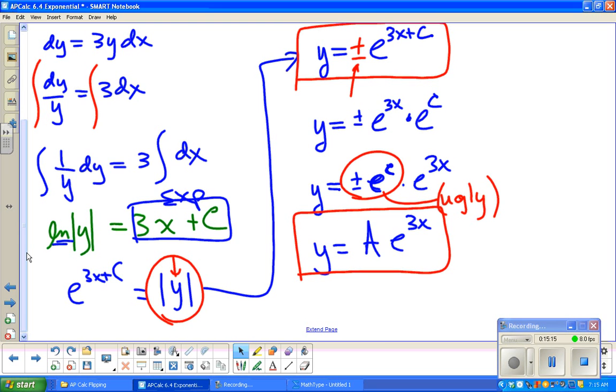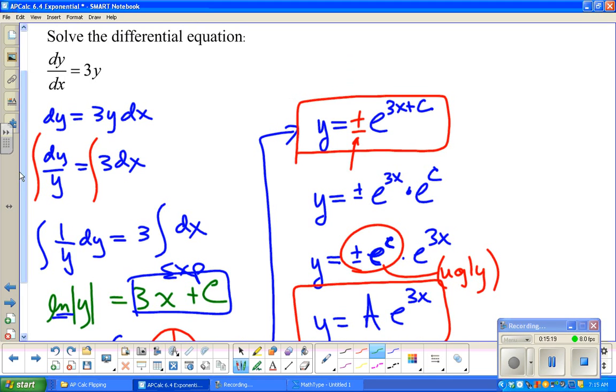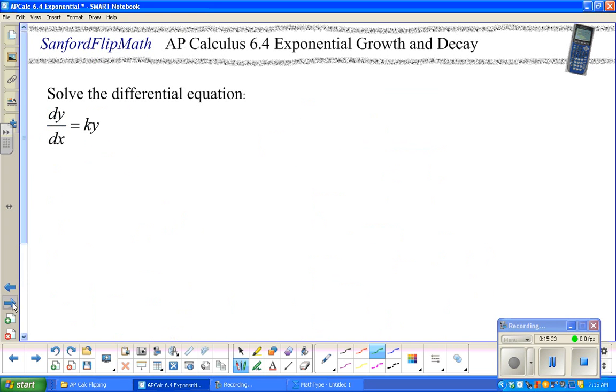Okay. So one of the things I want you to notice here is this started out 3 times y, and notice this is 3 in the exponent. So I want to do one more just like this, and then we'll be done, because this is kind of like the catch-all. Okay, so ky. So this is some constant times y equals, and again, solving the differential equation means I want to know what the original function was that we took the derivative of.